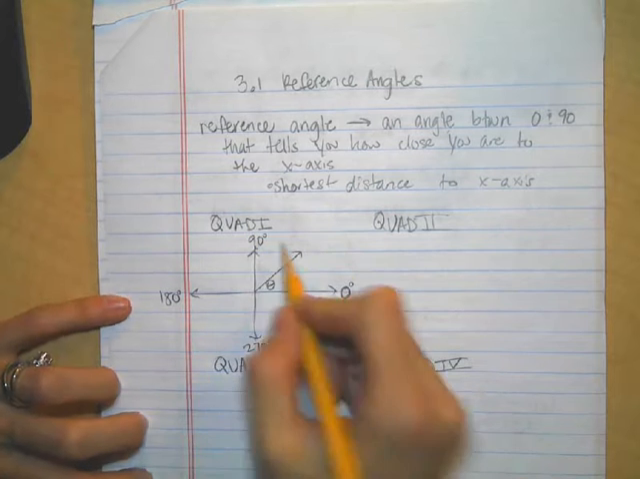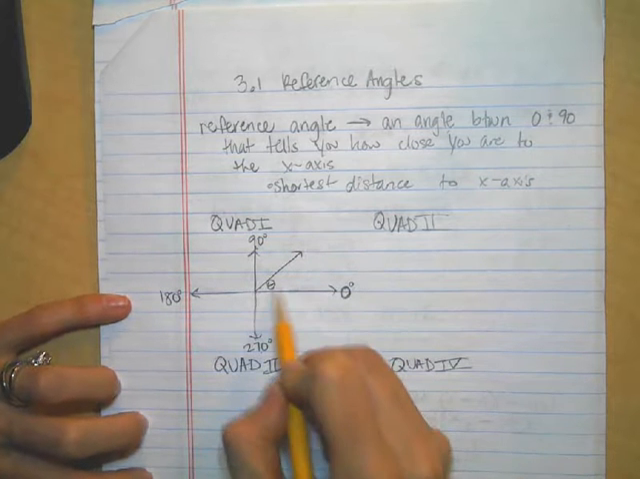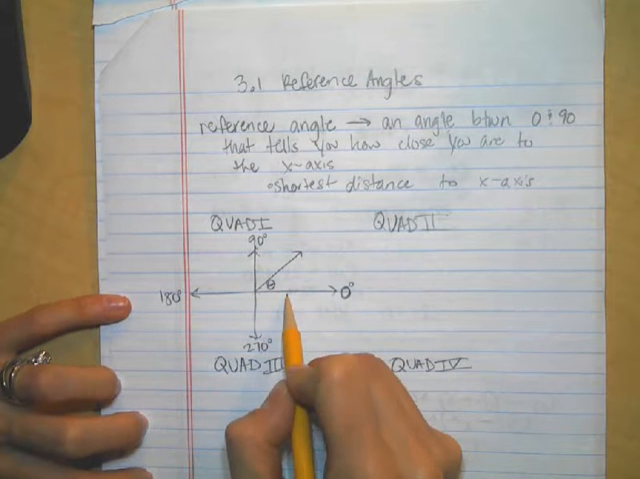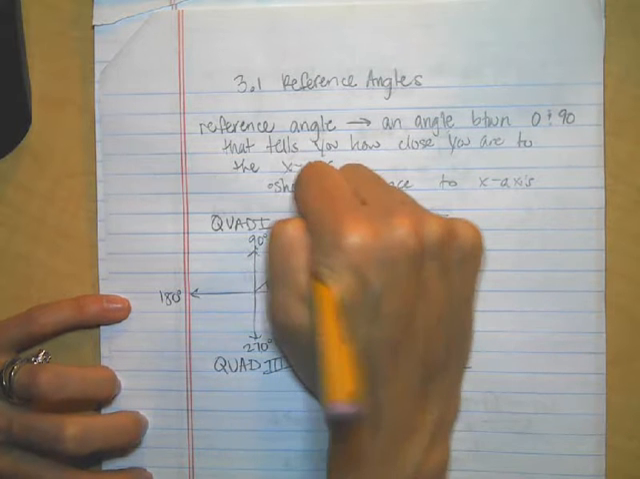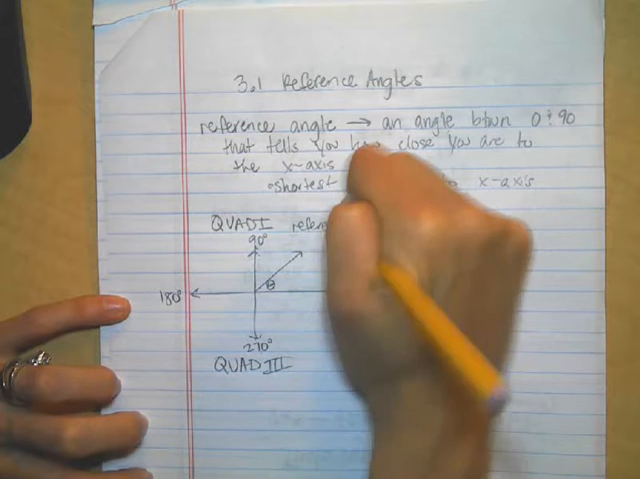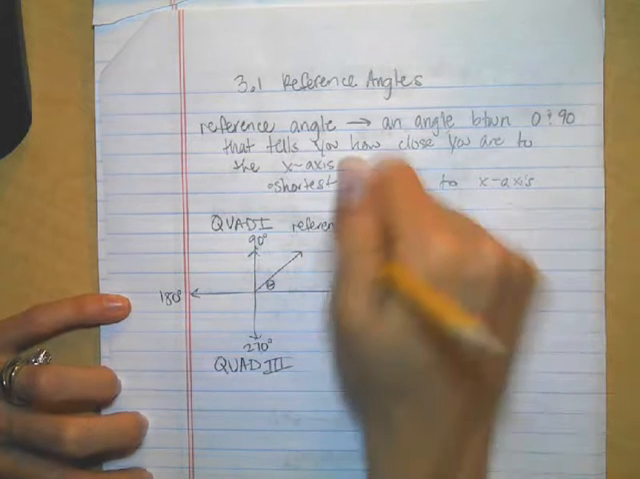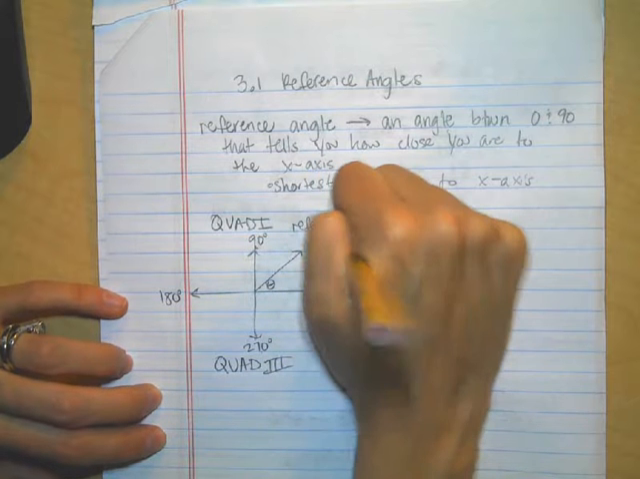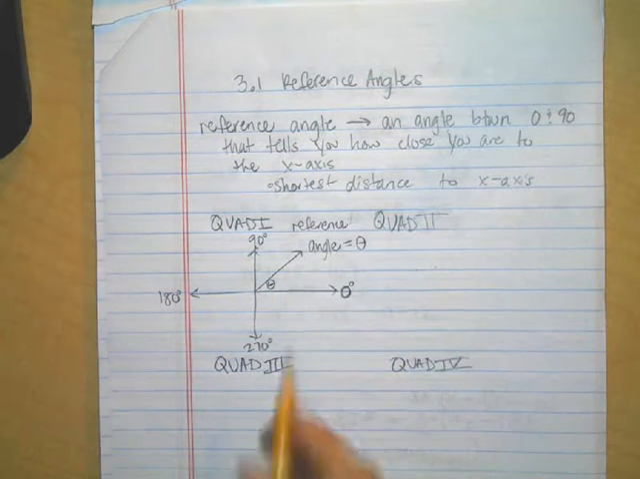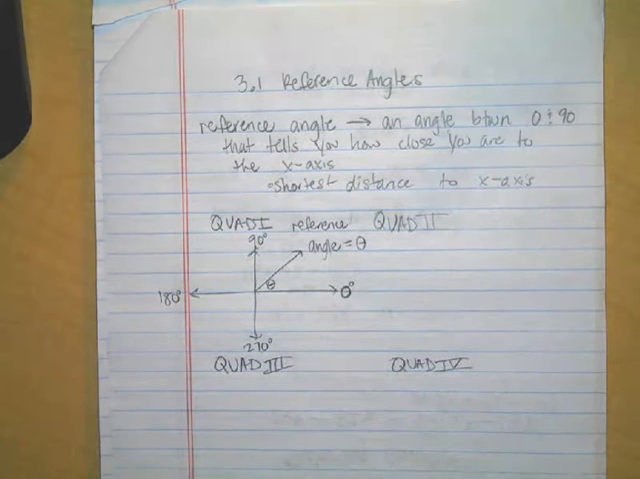So in quadrant 1, this angle theta is already between 0 and 90, correct? So the reference angle is just theta. So it's just the same angle because it's already between 0 and 90.